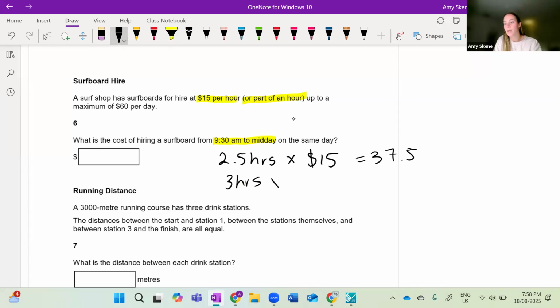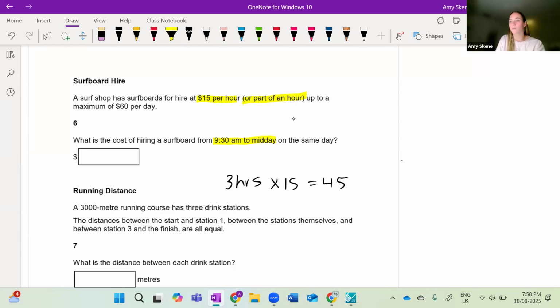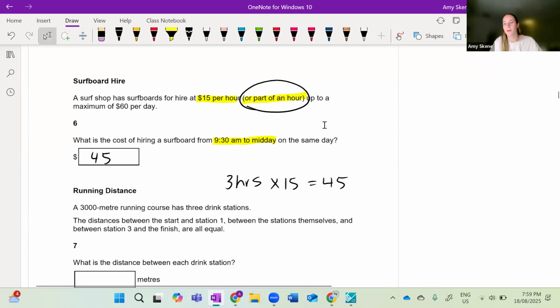I did just then. So actually you're rounding it up to 3 hours. So 3 hours multiplied by 15 is equal to 45. So actually the answer is 45. And so easy to muck up there, but that bracket, that was something that could have tricked you there.